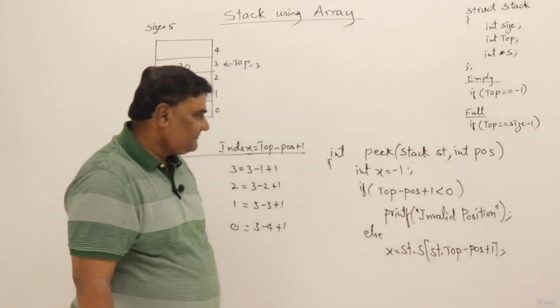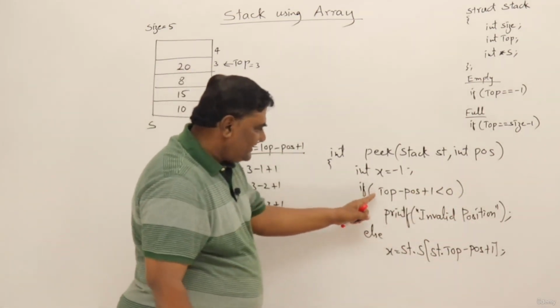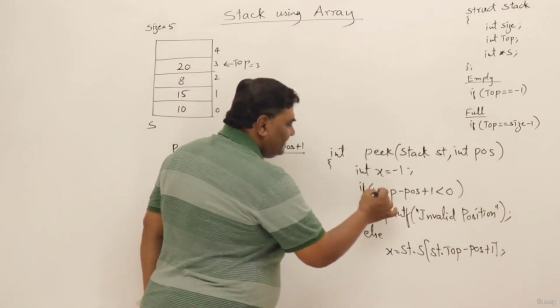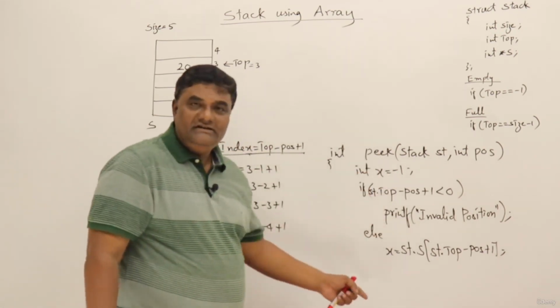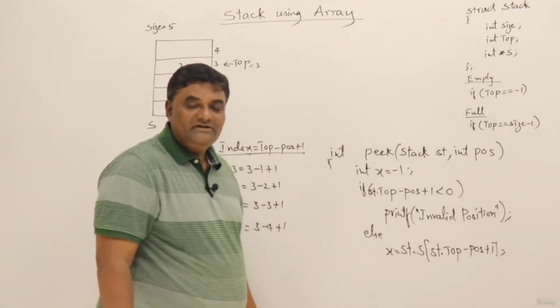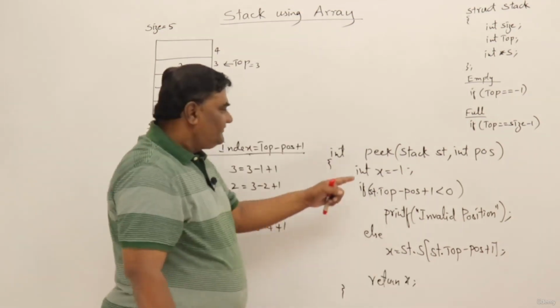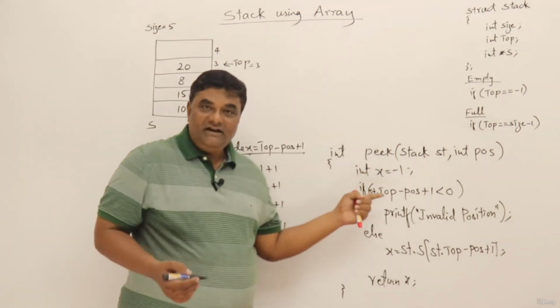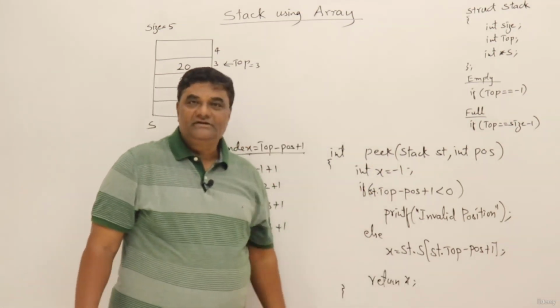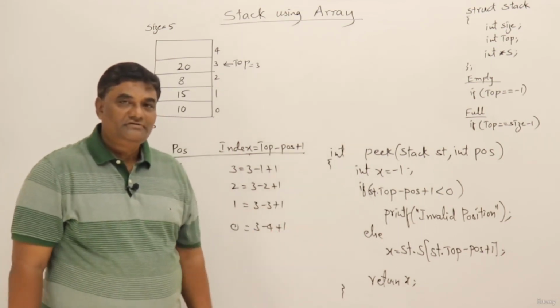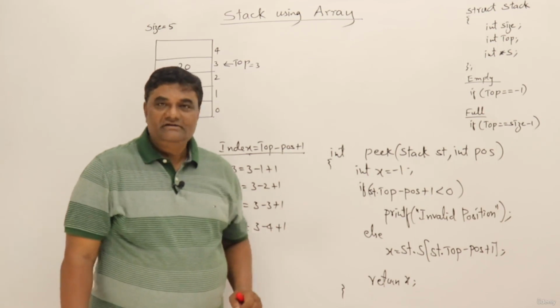So I have used the formula. Here also I should write the same thing, that is st dot. Now finally return the value that you have found, that is present in x. So return x. If the value is not found, an invalid index, then it will return -1. So if this function returns -1, it means the value is not found. That's all with the peek.